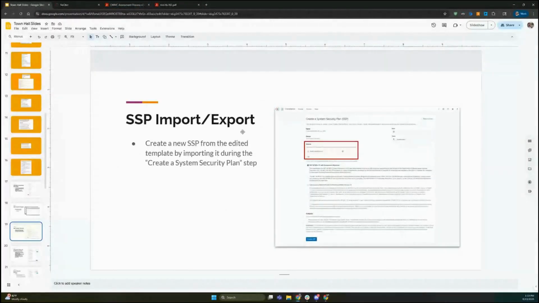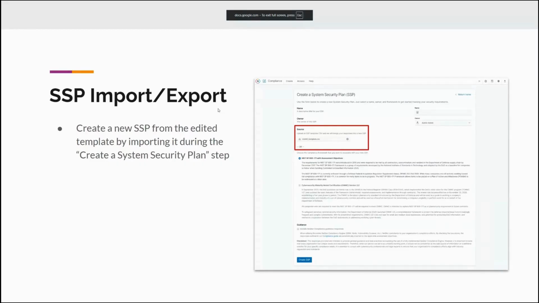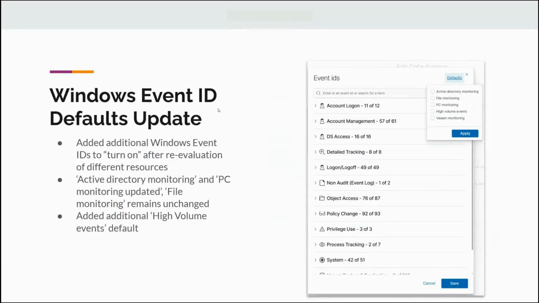And then outside of that, one of the big things has been this new section here, or rather changing around the different defaults. So for Windows Event ID, the default updates for Active Directory and PC monitoring, a lot has been added to those. The file monitoring remains unchanged.